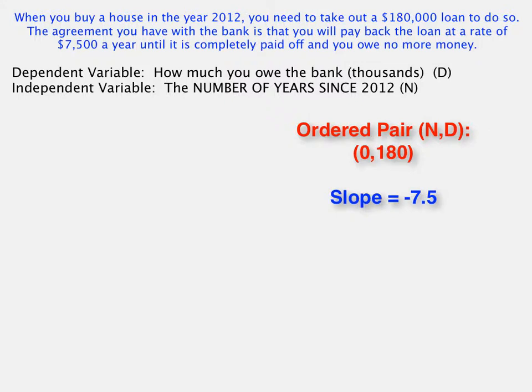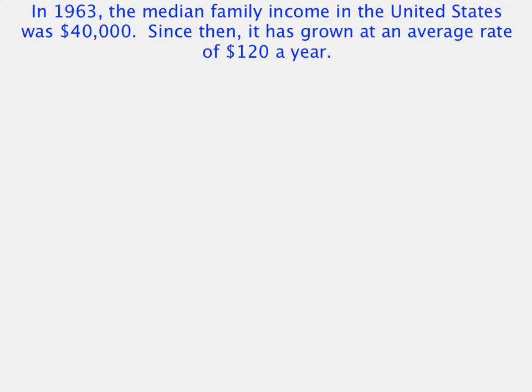Of course, we could have been a little bit tricky, and if we had defined n to be the number of years since 2012, then we'd have a much simpler equation. We just said d equals 180 minus 7.5n. It's the exact same relationship that we're capturing, just with slightly differently defined variables, which made for a much simpler equation. Alright, let's do another example.